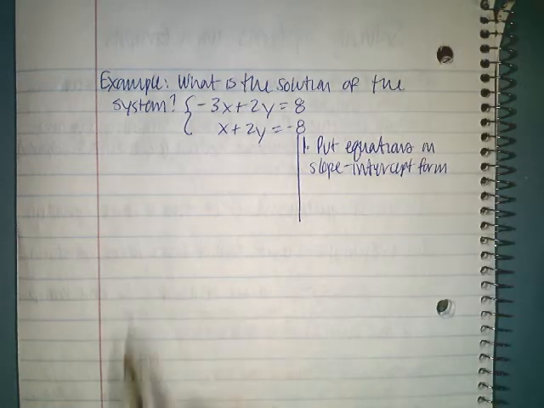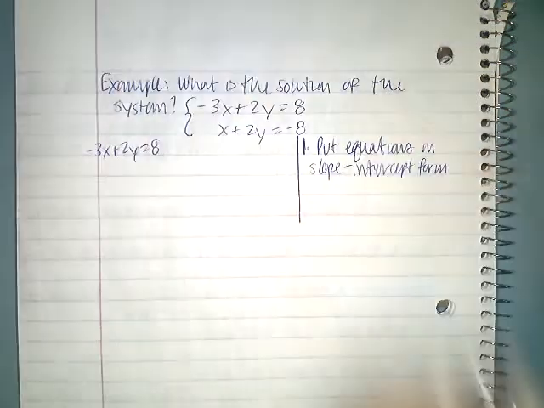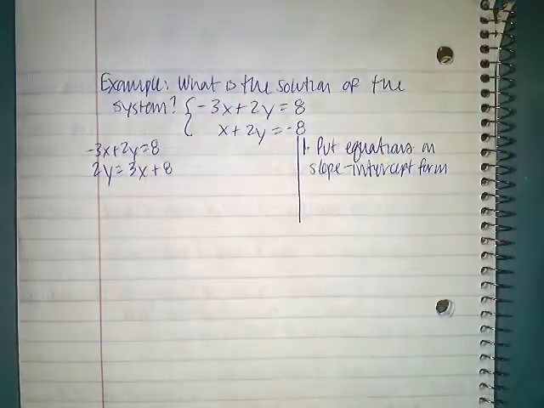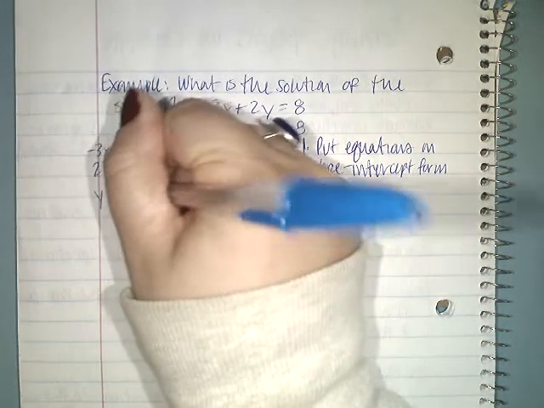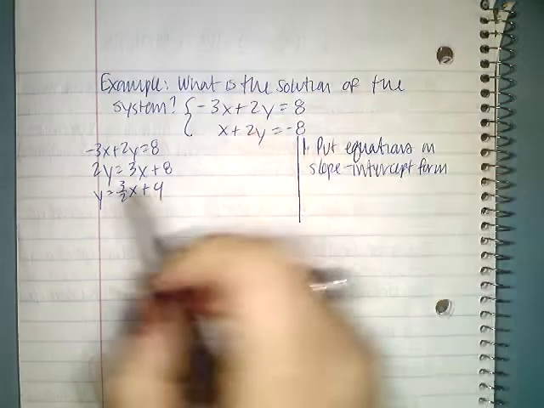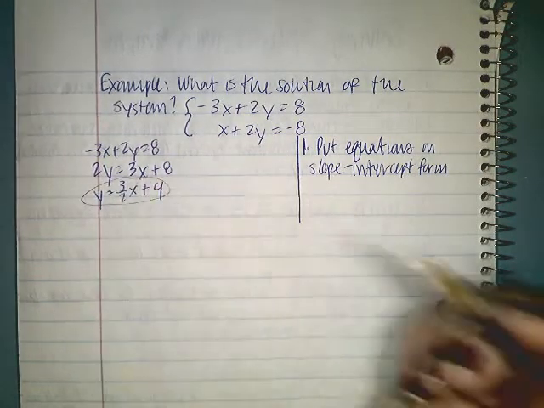This way, especially since I'm not using graph paper, I can be a little more precise. So I have -3x + 2y = 8. I'm going to add 3x to both sides first, so I have 2y = 3x + 8. Then I'm going to divide everything by 2, and I get y = 3/2x + 4. So again, I just added 3x, divided everything by 2, and here's my first equation.